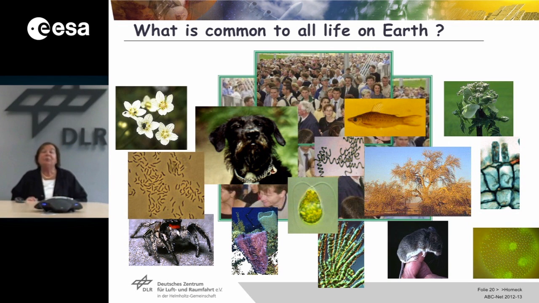But now we have to ask what we are looking for. So what is common to all life forms on Earth? Here you see that we have microscopic life, and we have big trees, and we have all different variations. But what's interesting, if you look under the microscope at the cells, or even with molecular biology, you find that there are many things common to all these life forms.